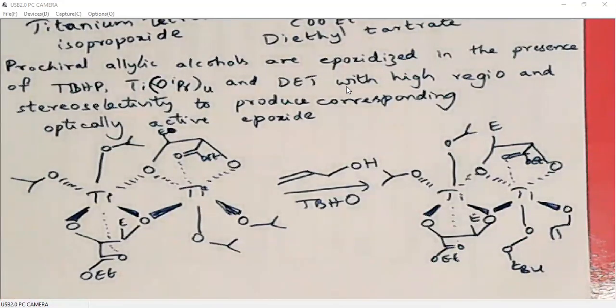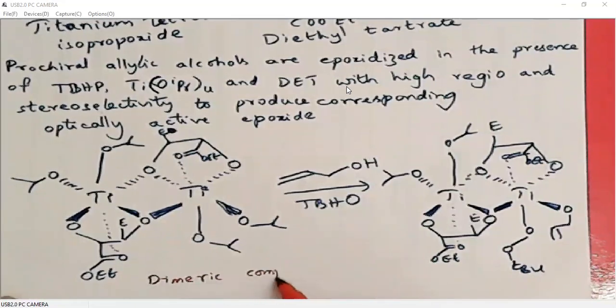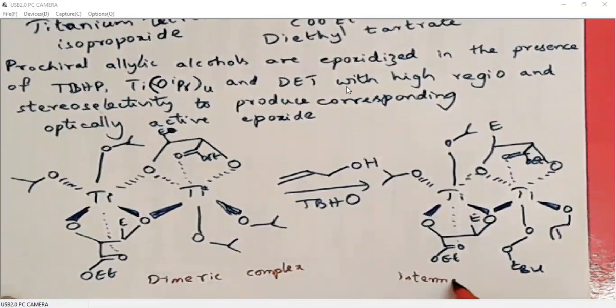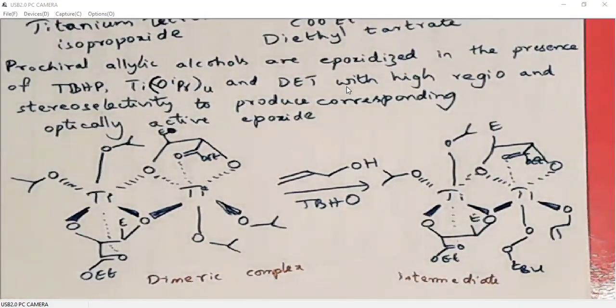So titanium and the DET will form a dimeric intermediate complex. This is the intermediate. Now this allylic double bond will undergo epoxidation stereospecifically.